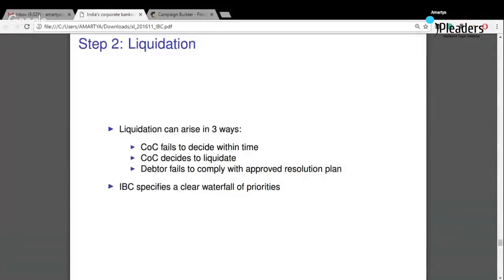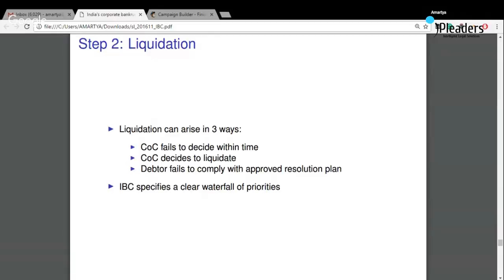Now, step 2 is liquidation. How will a company enter into liquidation? There are three possible processes. One is that the creditors committee cannot decide whether it's a business failure or a financial failure within the 180 days. If they fail to come to that conclusion within 180 days and the NCLT does not extend it beyond 180 days by giving the extra 90 days, or even if they have given the extra 90 days, the creditor committee still fails to come to the decision, then automatically the company goes into liquidation. That is the one way of the company going into liquidation.